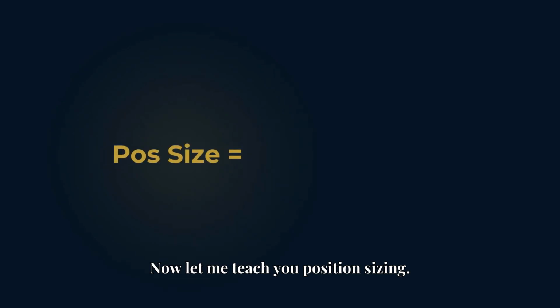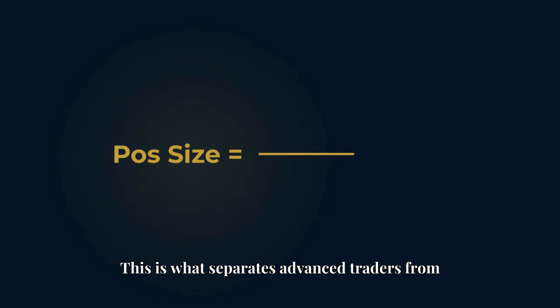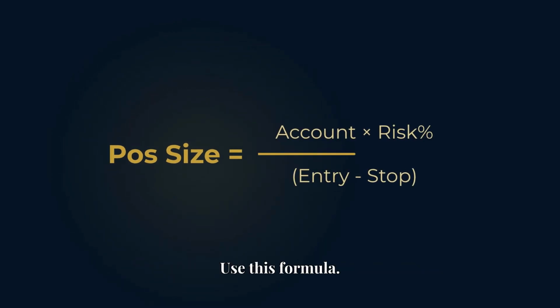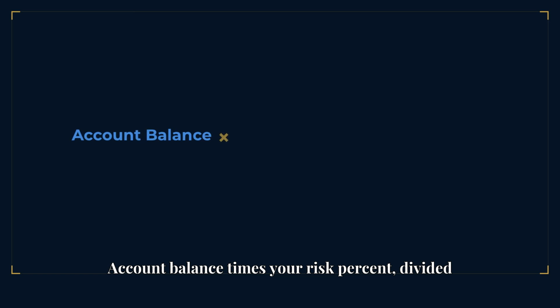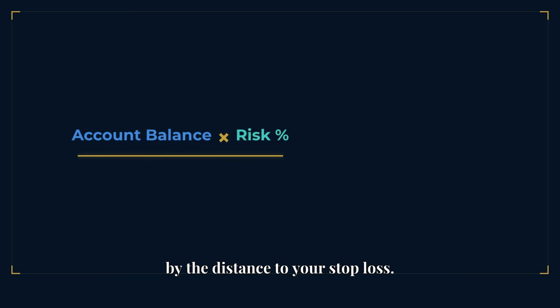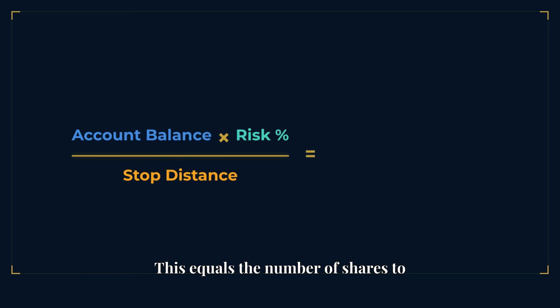Now let me teach you position sizing. This is what separates advanced traders from the crowd. Use this formula. Account balance times your risk percent, divided by the distance to your stop loss. This equals the number of shares to buy.